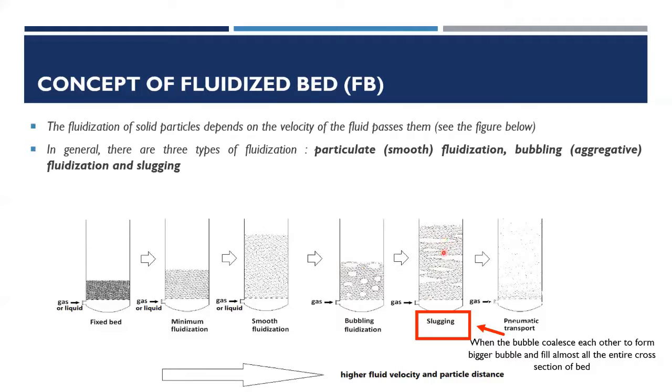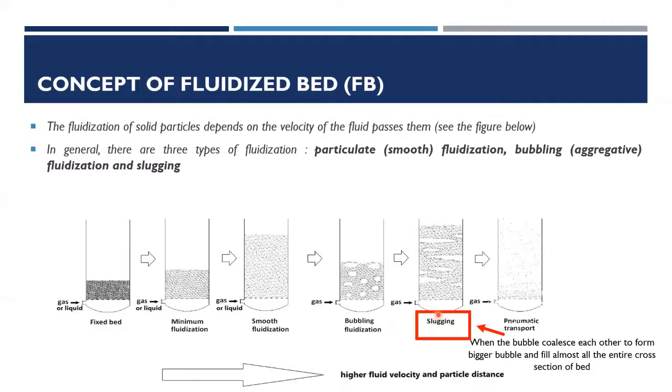Okay, so if it only fills like 1/3 of the cross-sectional area, and this one around 1/10 of the area. But this, as you can see, fills almost all of the cross-sectional area. So it's slugging, and it happens when the gas flow is getting higher as compared to the bubbling fluidization. Okay.